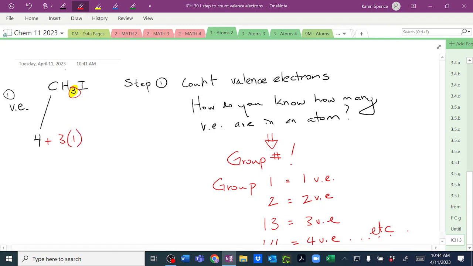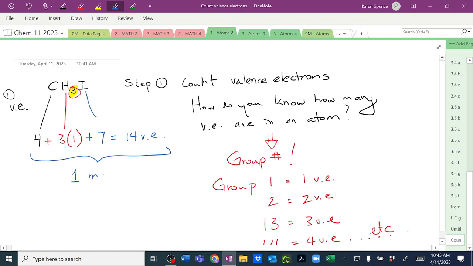So there we go, that's going to be our hydrogen, and then we have iodine. How many valence electrons in iodine? Tell your partner. 7, okay. So we now have 4 plus 3 plus 7 equals how many? 14 valence electrons. You get 1 mark for showing this, so show it, okay? 1 mark.